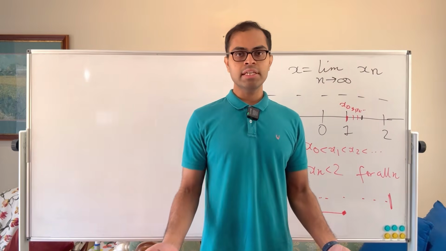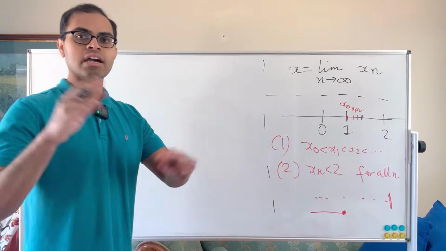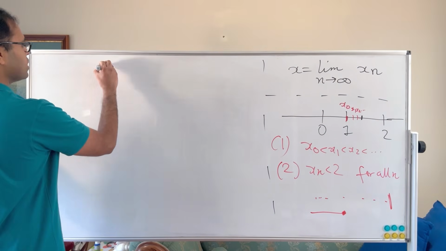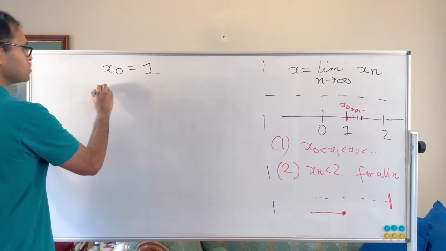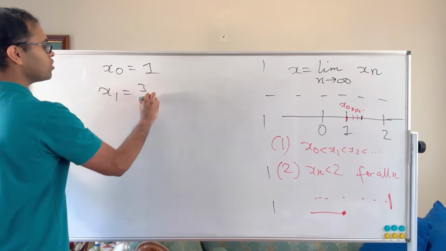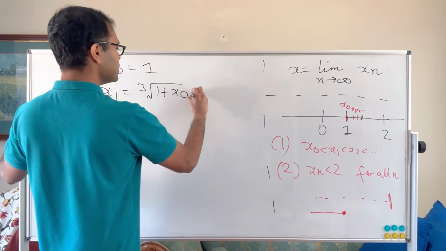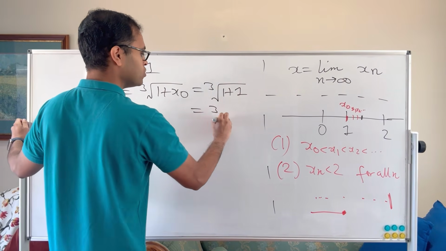So why does the sequence keep increasing? Okay, let's try to understand that. So again, we're going to do an inductive proof, and this is going to be very neat. We know that x naught is equal to 1, and we know that x1 is equal to the cube root of 1 plus x naught, right? That's how you find the next term in the sequence, and that's just going to be the cube root of 1 plus 1, which is nothing other than the cube root of 2.